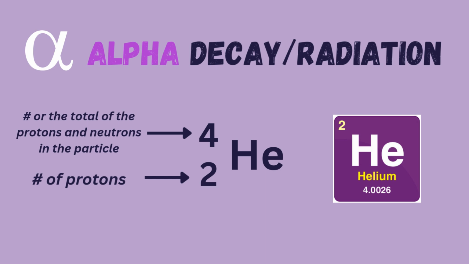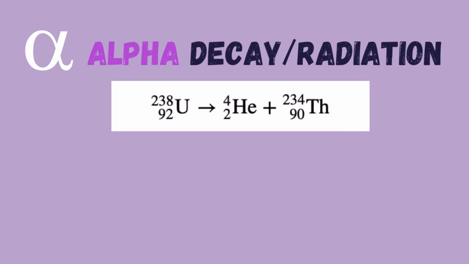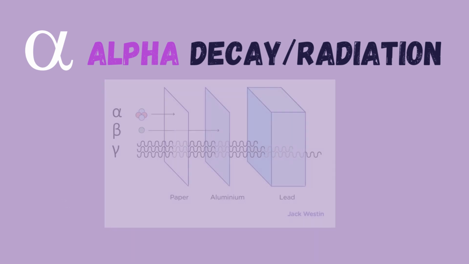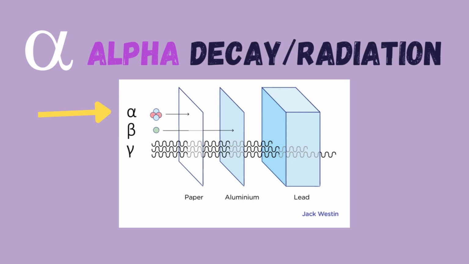In this case, it tells that 2 protons are lost in the nucleus, and the 2 protons have a positive 2 charge. An example is the nucleus of uranium-238 undergoing alpha decay. In this example, the alpha particle, helium, is being ejected from uranium-238 to form thorium. Alpha decay or radiation can be blocked easily with nothing more than a sheet of paper.